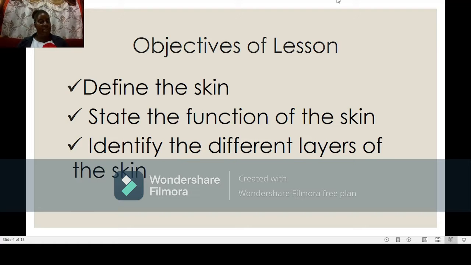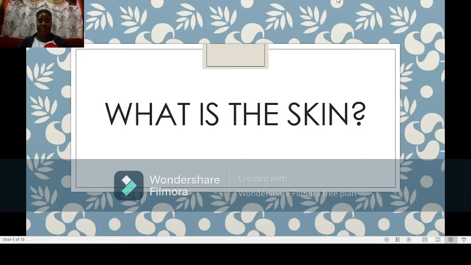Now, before we begin, let's look at the objectives of our lesson. So the objective of our lesson is to define the skin, see the function of the skin, identify the different layers of the skin. So by the end of the lesson, you'll be able to say what is the skin. You'll be able to list the functions of the skin, and you will be able to state the different layers of the skin. Now, what is the skin?